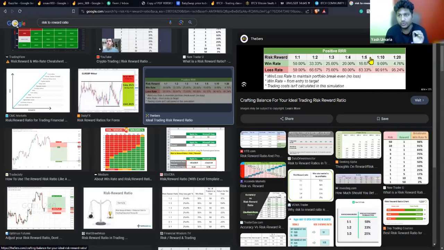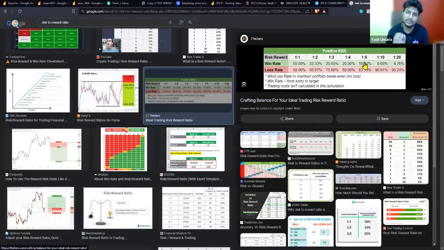And I am suggesting you to use 1:5. Why? Because see, let's say for example here the win rate is around 16.67, so let's say 17, and loss rate is around 83.33, so let's say 83. Okay. Now what it means? It means if you took 100 trades, and out of 100 trades, if you lose 83 of them, still you will be profitable. Or still at least you will be at a break-even position. You won't lose money and you won't gain money.